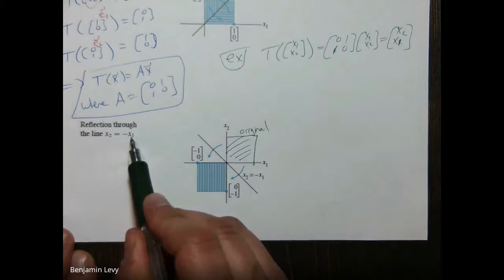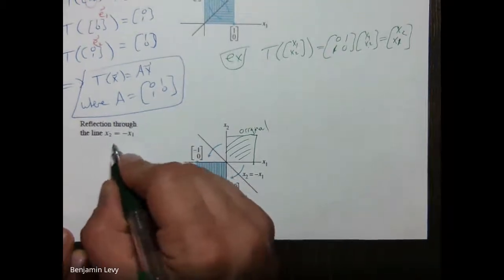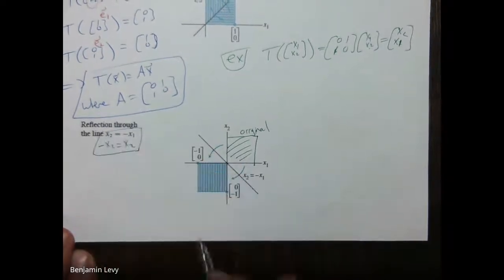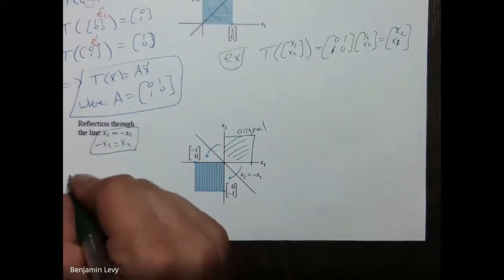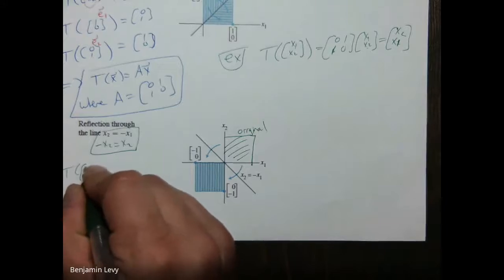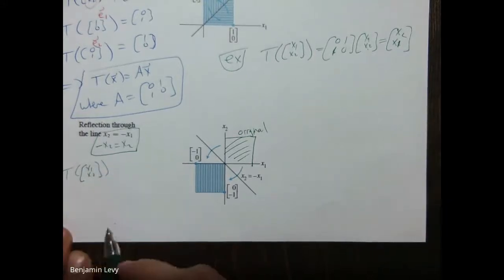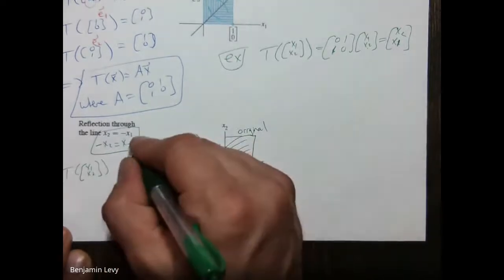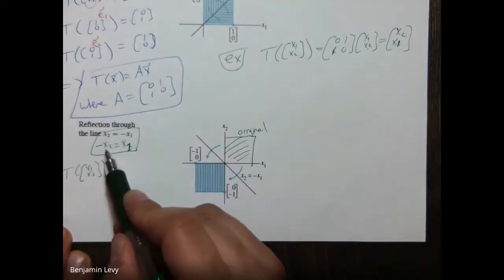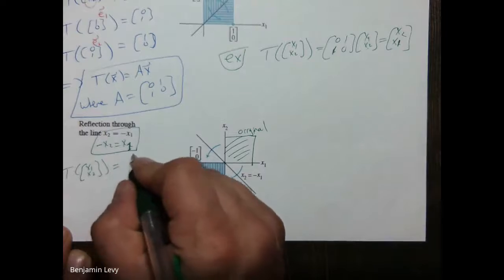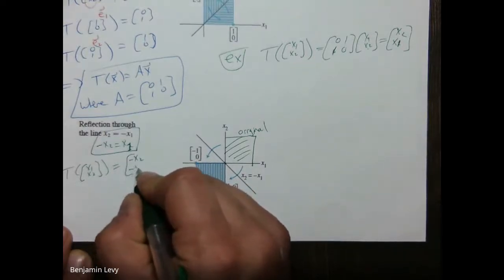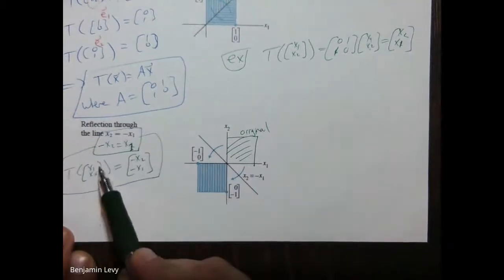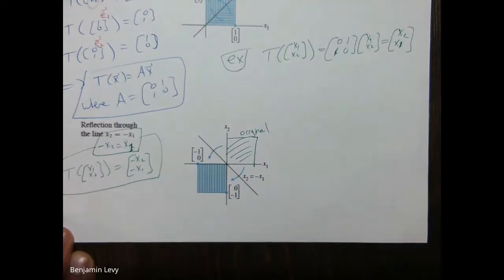x2 becomes negative x1. Well, that also means that if you multiply both those signs by negative 1, that x1 becomes minus x2. Right? And so this is telling us the transformation. When we apply the transformation to a general vector, x1, x2, x1 becomes minus x2, x2 becomes minus x1. So this is the transformation. And then we just apply that transformation to e1, e2, and that'll be the matrix.